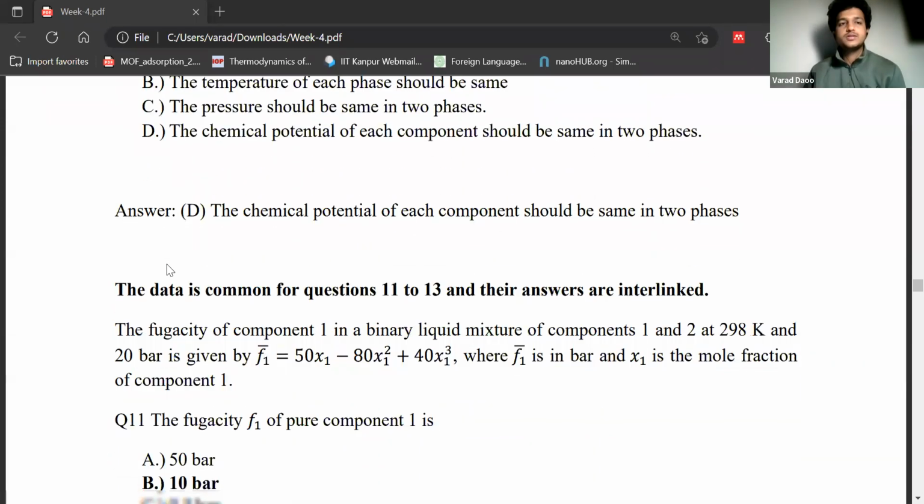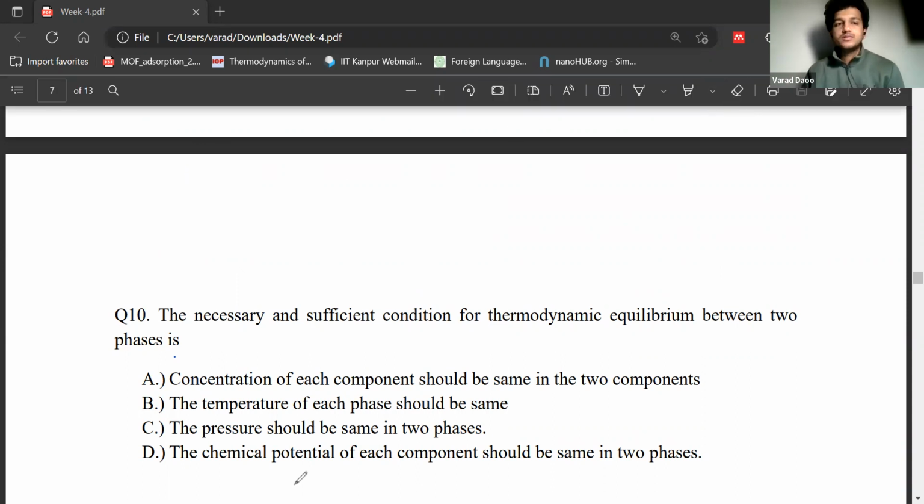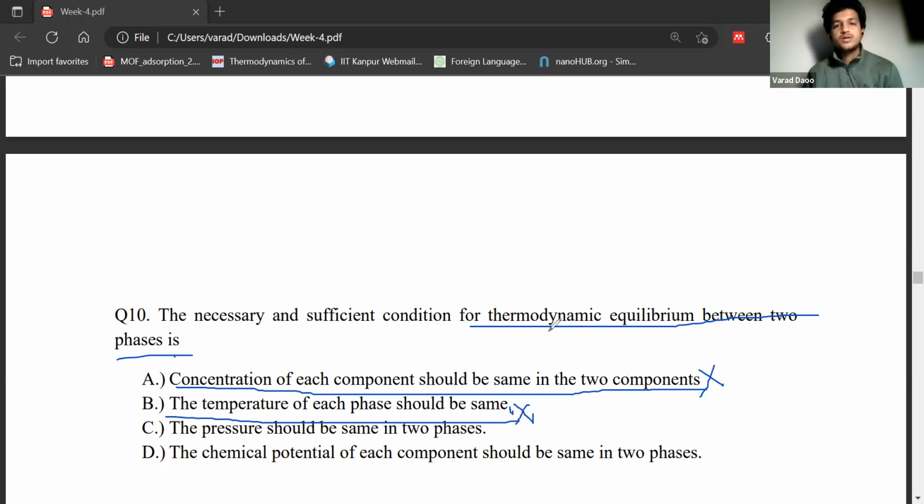So the next question is this. It is a theoretical question. What we are given is the necessary and sufficient condition for thermodynamic equilibrium between two phases. Just now I said concentration of each component should be same in two phases, I don't think so. Temperature of each phase should be same: this is the criterion for thermal equilibrium, not okay.